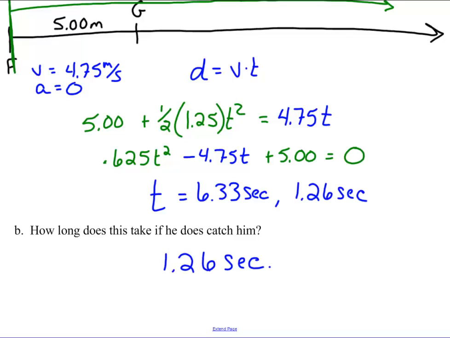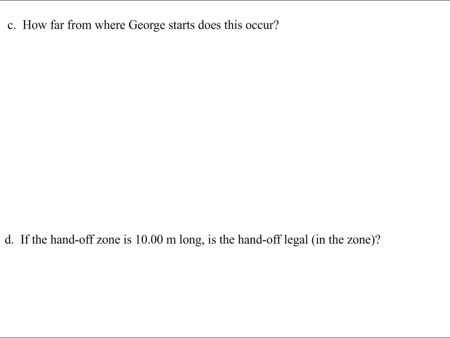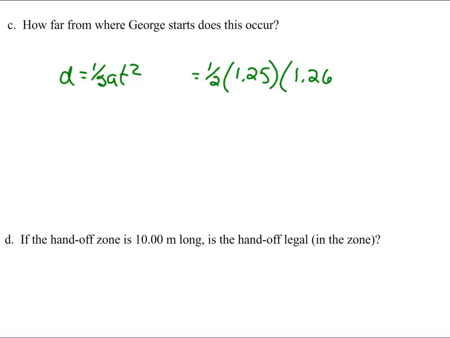The third part of this question, how far from where George starts does this occur? Well, let's use George's equation, and he starts from a standstill. So his displacement equation is just the 1/2 at squared part. So we have 1/2. His acceleration is 1.25. t is 1.26. I'm going to square it. So that happens 0.99 meters from where he started running.